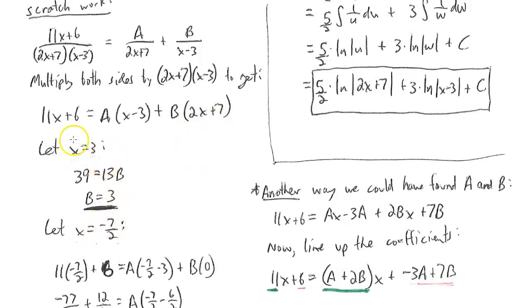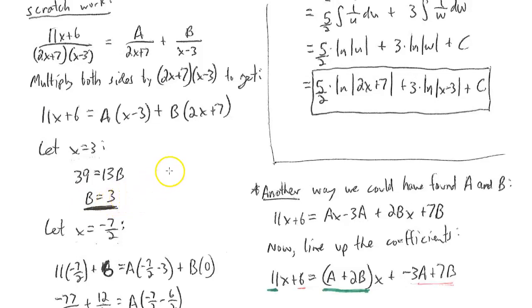So let's plug those in. Well, if you plug in 3 for x, this left side becomes 33 plus 6 is 39. If you plug in 3 for x here and here, this becomes a times 0, so that just goes away. This becomes b times 13. Right, 6 plus 7. So we have 13b equals 39, so b is 3.